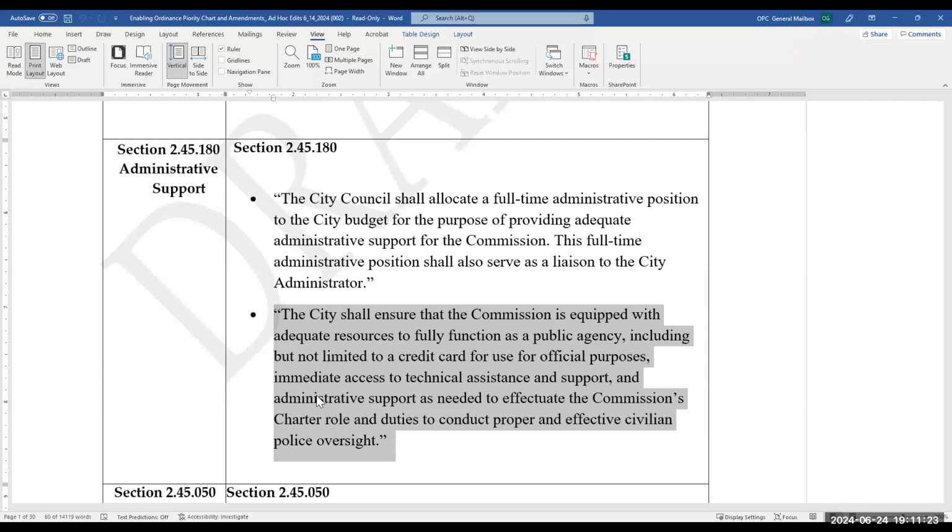Yes. Actually, my question was going to the immediate access to technical assistance and support. You're asking for the city to provide an employee to provide that assistance and support, or are you wanting to hire someone to do it? No, it would be for the city.